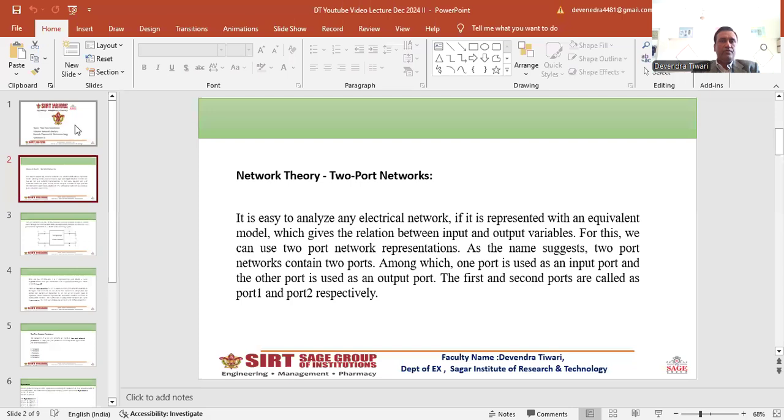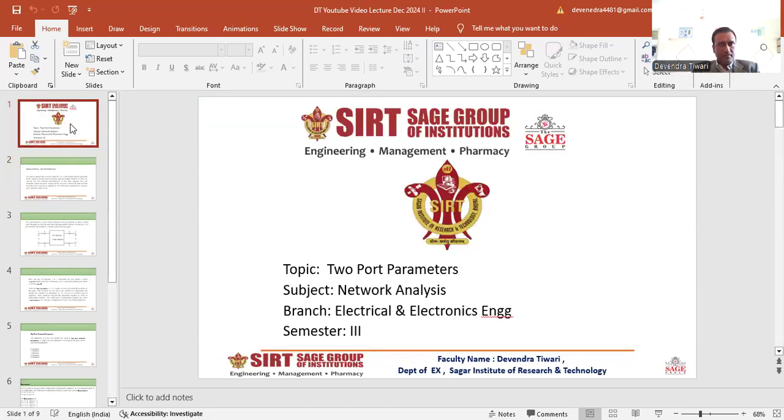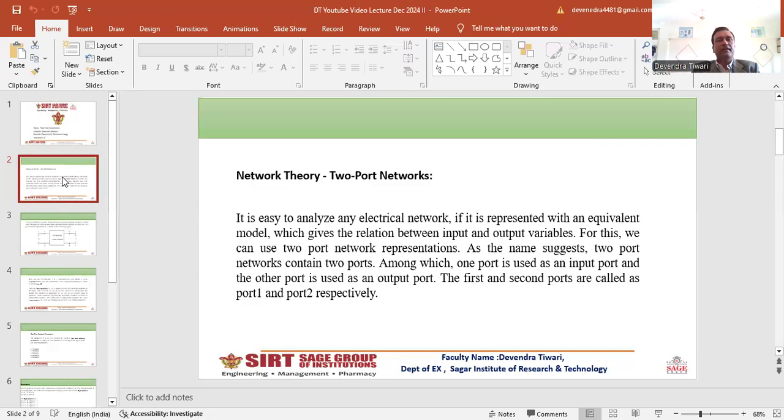So I'm going through the slide. I'm sharing my slides. First of all, we should understand the concept behind the two-port network. So two-port parameters we want to study. Going to first slide: two-port network.